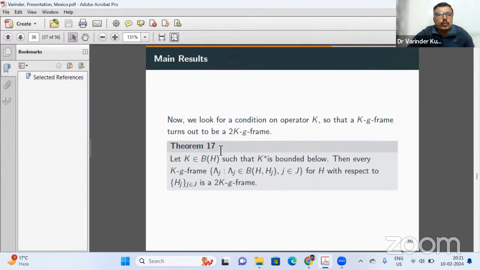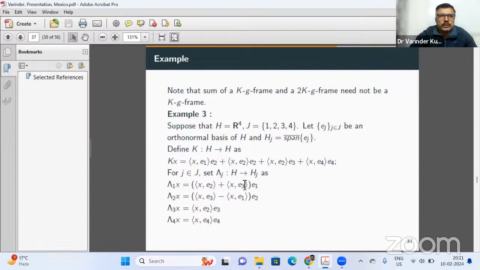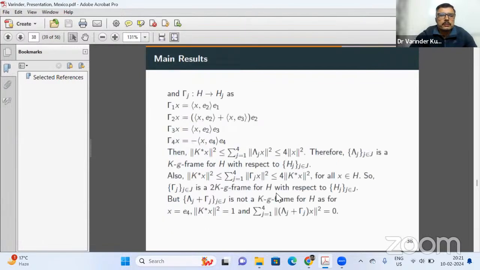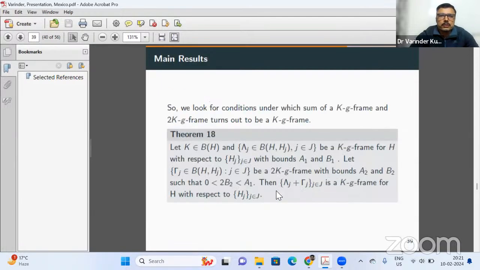So next, after 2 kg frames, now I'm just going to tell you one or two important results, and then I'm just going to wind up. So if K star is bounded below, then every kg frame will be a 2 kg frame. So this was trivial, so I'm just going to skip it. Again, sum of kg frame and 2 kg frame need not be a kg frame. An example has been provided, and it required a lot of discussions to prove this. So we look for conditions under which sum of a kg frame and 2 kg frame will again be a kg frame.